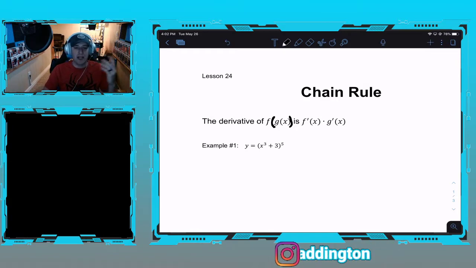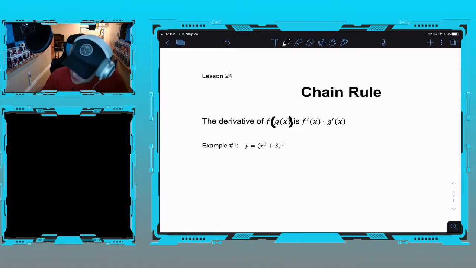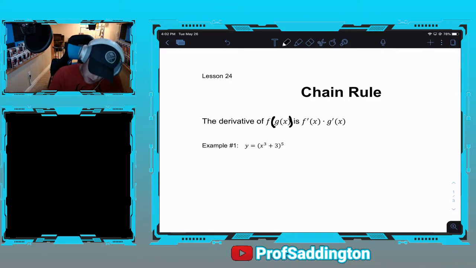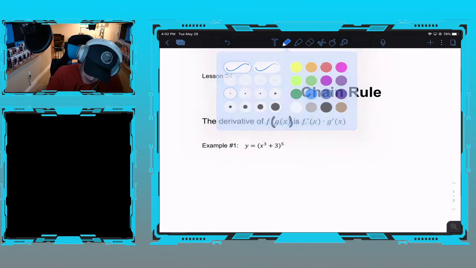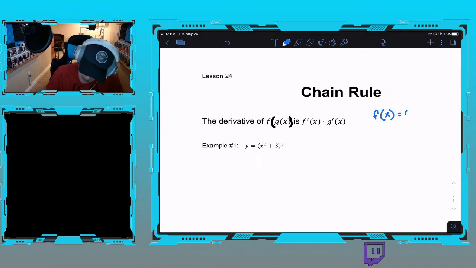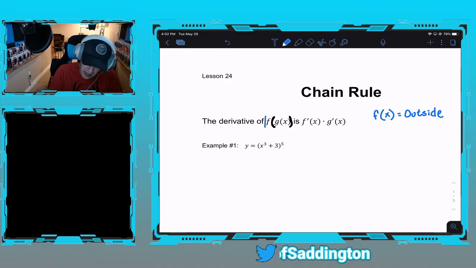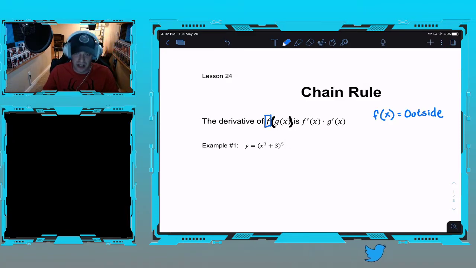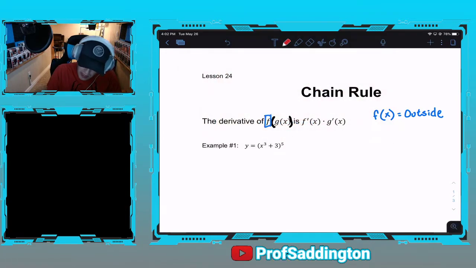So I'm going to write it kind of similar to what we did last time, as f of x and g of x, and then we're just going to find the derivatives, and instead of cross multiplying today, we're just going to multiply straight across. First of all, I'm going to say f of x is the outside, based on how I wrote it over here. The f is on the outside, so I'm just going to call that the outside function. And then we're also going to have g of x, which is going to be recognized as the inside function.